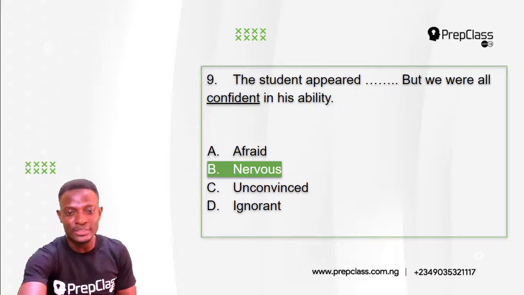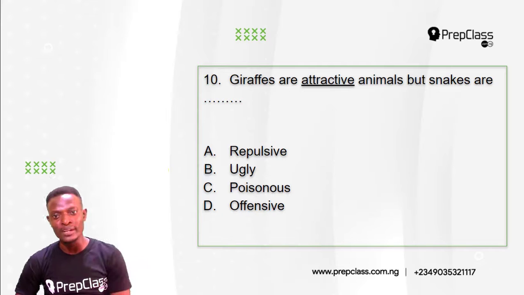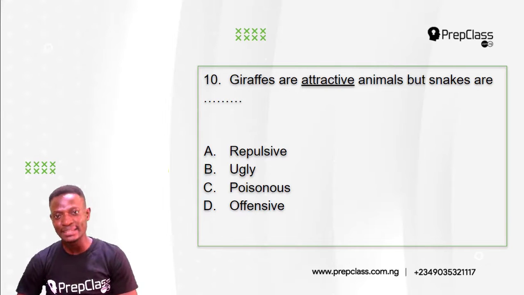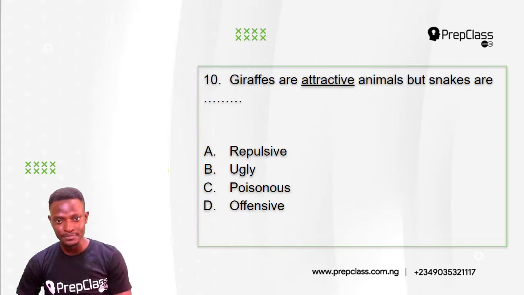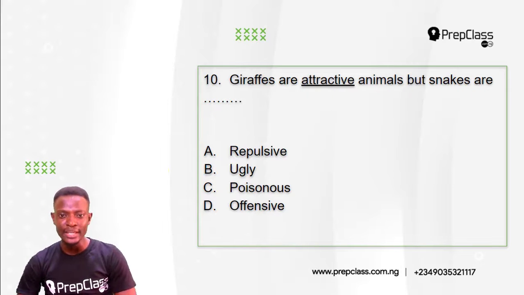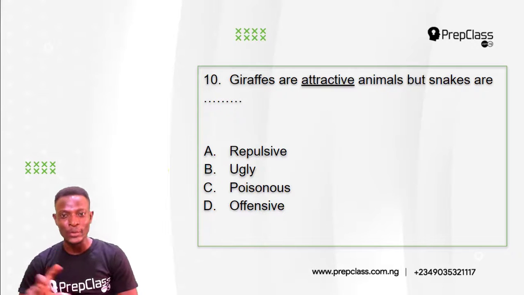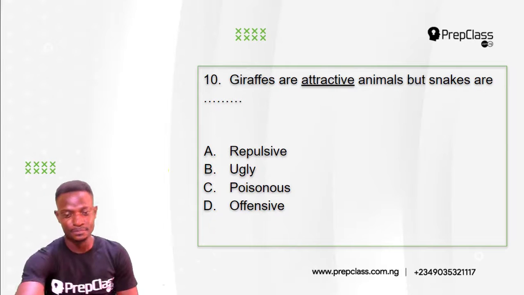Alright, moving on to the next question, question 10. Remember, we had selected the option that is the most nearly opposite in meaning to the underlined word and will at the same time correctly fill the gap in the sentence. Question 10 reads, giraffes are attractive animals, but snakes are dash. A, repulsive. B, ugly. C, poisonous. D, offensive. The underlined word here is attractive. So which of these options is the opposite in meaning to attractive and will at the same time correctly fill the gap in the sentence?